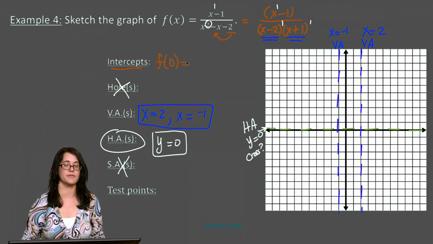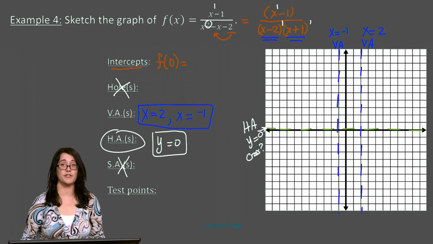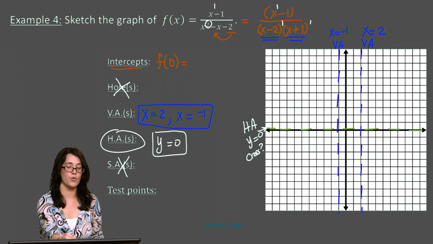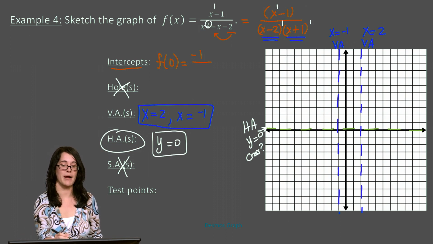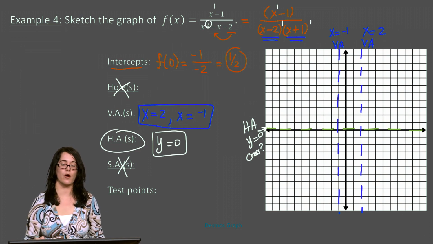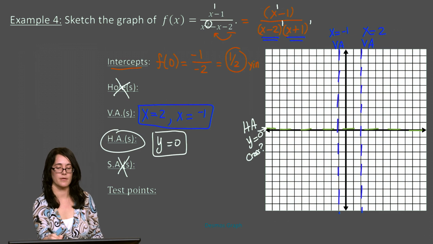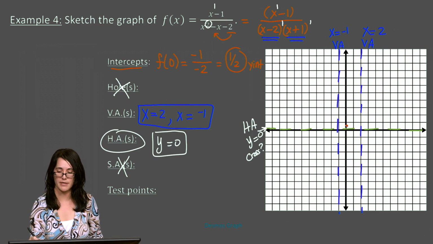I'll start with the y-intercept. So if you let x equals 0 in the original function, you'd get 0 minus 1, or negative 1, on top. You'd get 0 squared minus 0, which is all 0, minus 2, so negative 2 on the bottom, which is just 1/2. So we now know that our y-intercept is the y value 0.5, or 1/2. So that's somewhere around here.